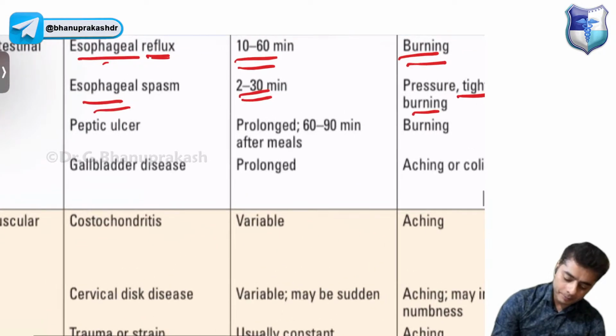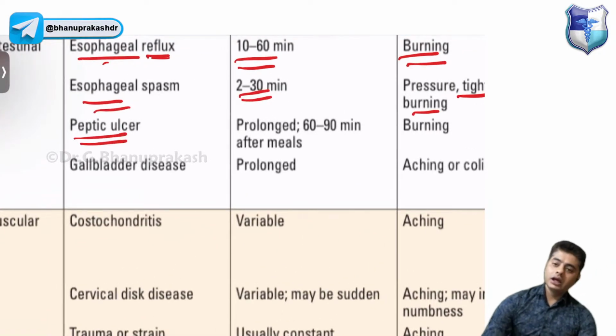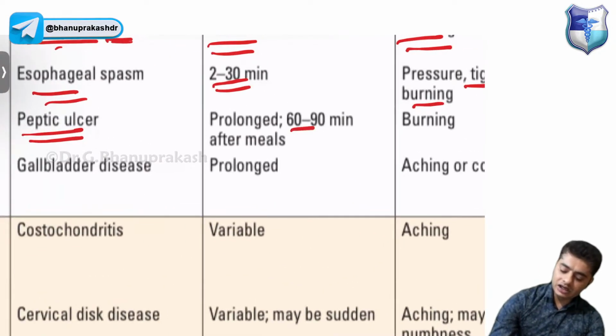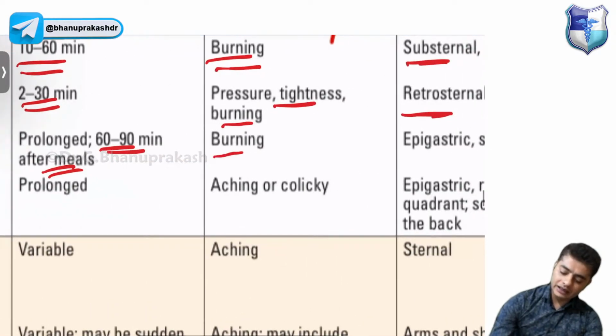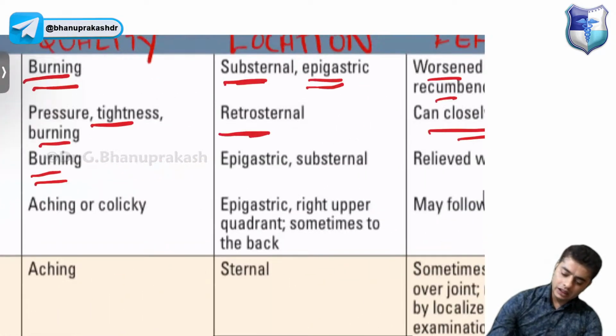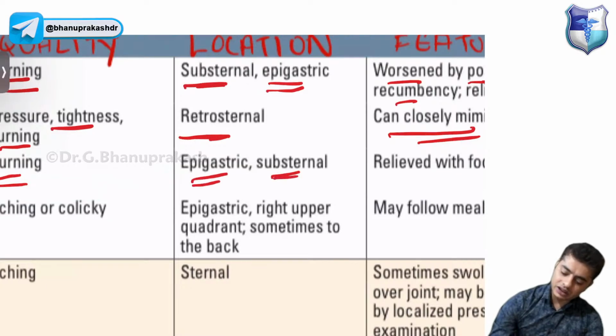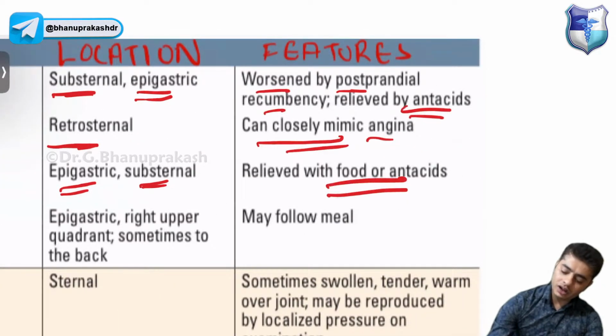Third is your peptic ulcer. It generally occurs about 6 to 9 minutes after meals. It is also a burning kind of pain, epigastric and substernal, and is relieved with food or antacids. Okay.